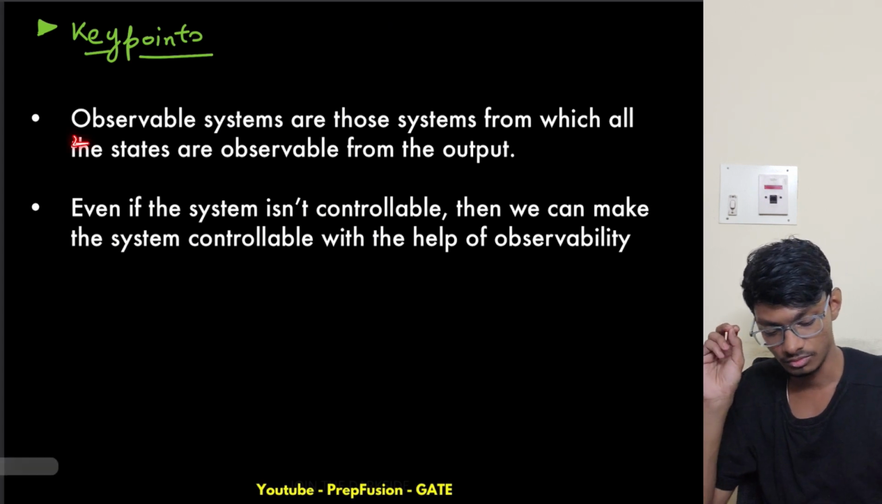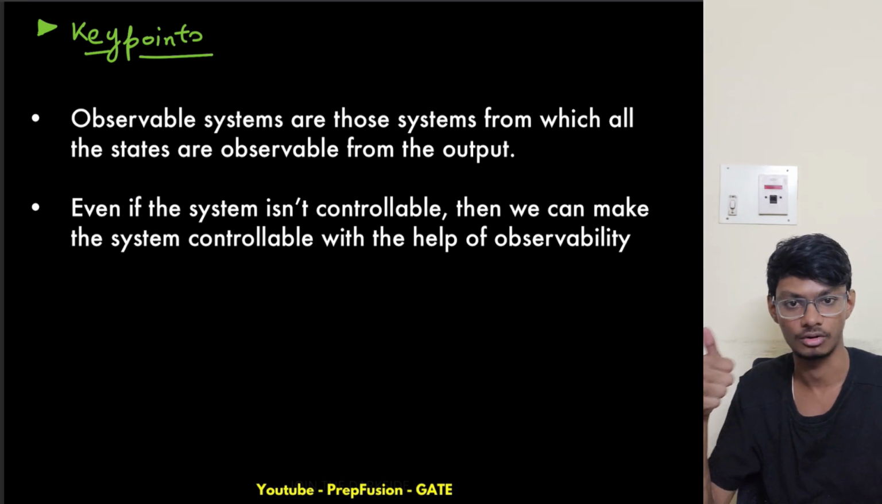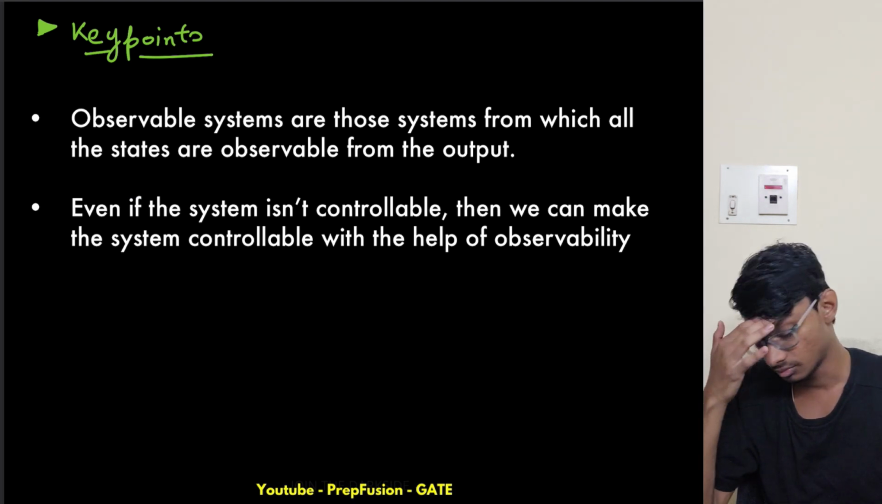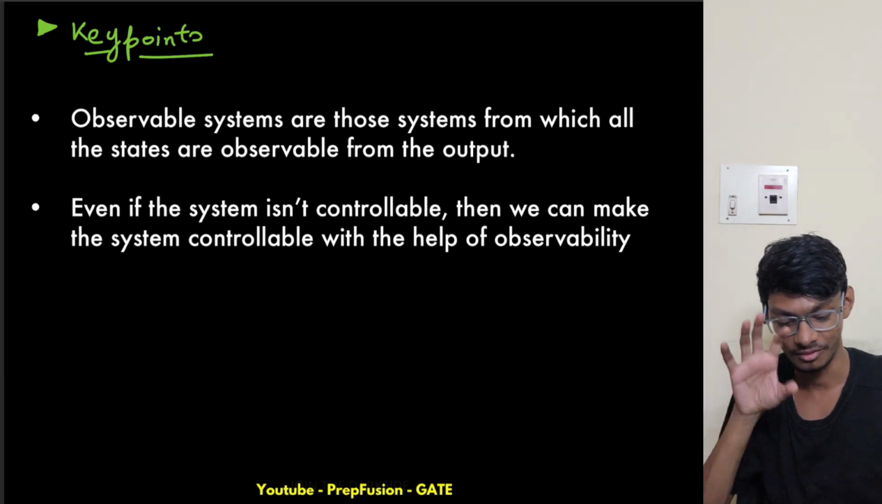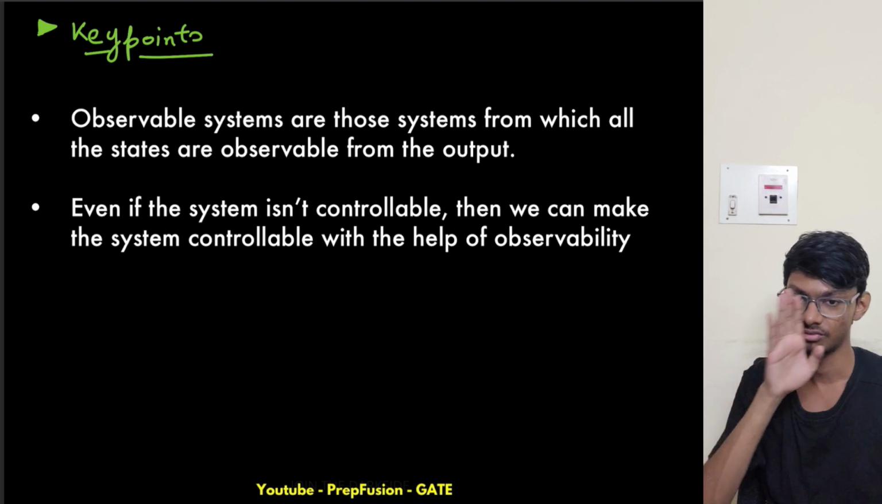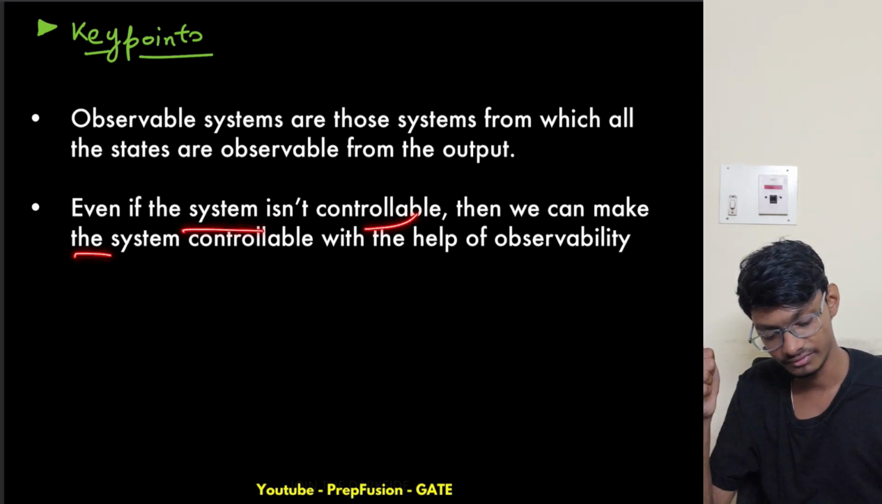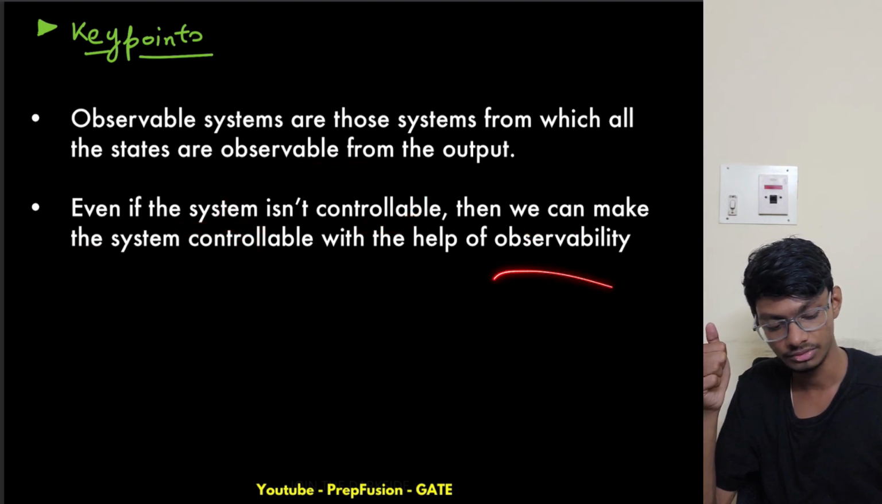Now this is another key point. Observable systems are those systems from which all the states are observable from the output. Again the same thing: observable systems are those where I can observe all the states from the output. Even if the system isn't controllable, then we can make the system controllable with the help of observability.